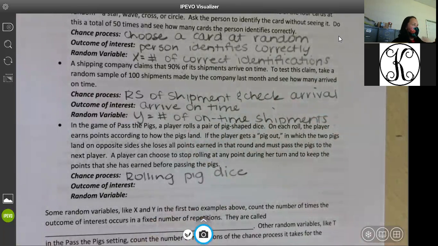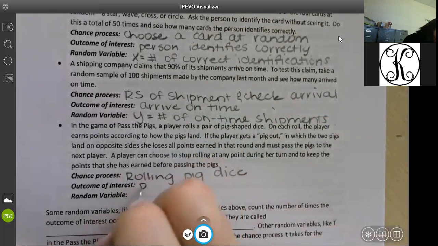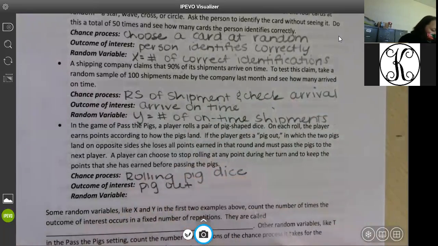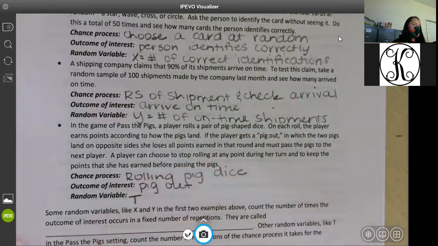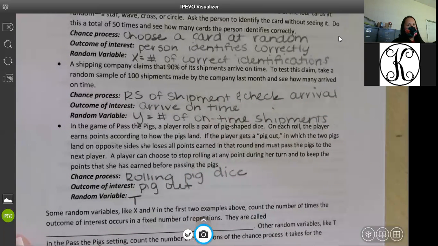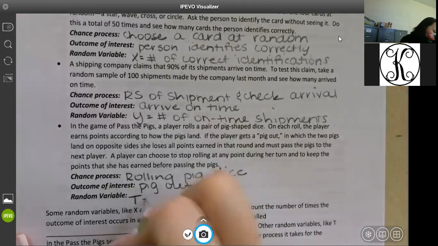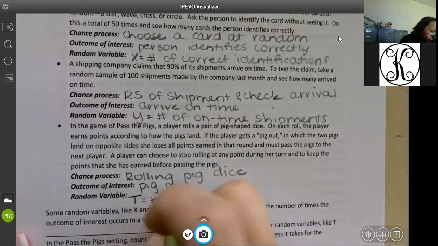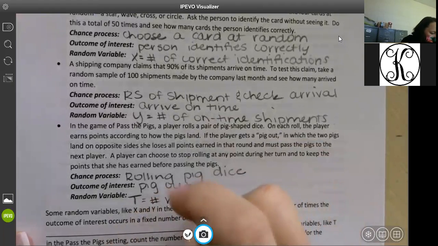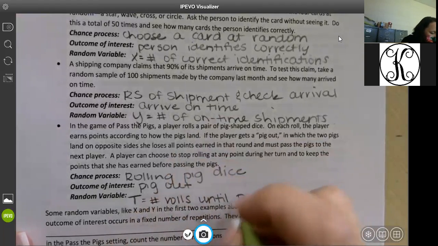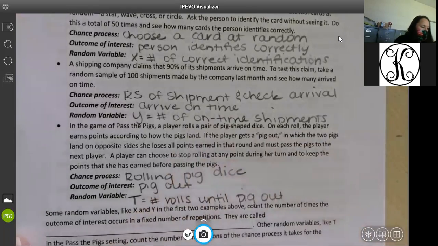What's your outcome of interest? Pig out. And then we're going to use another variable, and I'm going to use variable T. And what are we trying to figure out? Number of rolls until pig out. Good.